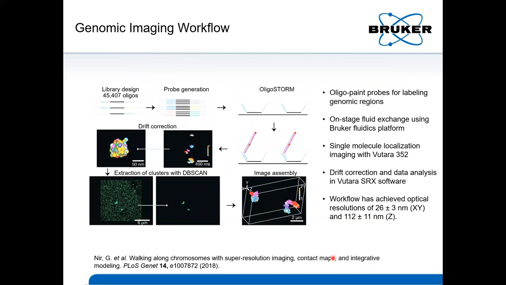The broader workflow of these experiments looks like this. A library of many thousands of oligos is designed and oligoSTORM probes are generated and labeled onto a sample. The Bruker Fluidics platform is then used to label the probes individually so that each probe can be imaged by single molecule localization with the Vutara. From there, data is drift corrected and analyzed using SRX software so that the final image can be assembled for each genomic walk. This workflow has achieved optical resolutions of around 25 nanometers in X and Y and 110 nanometers in Z.